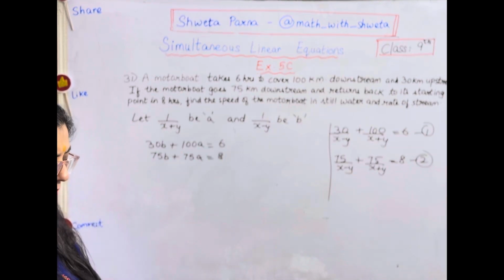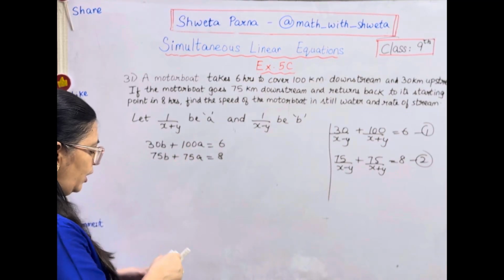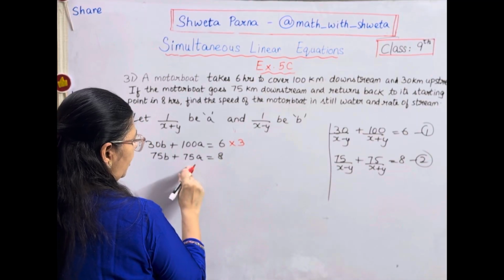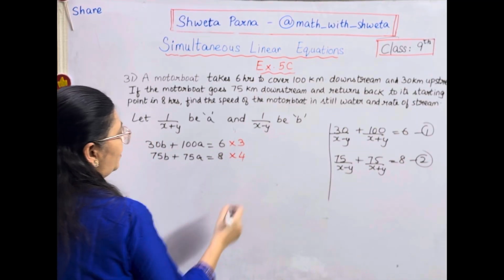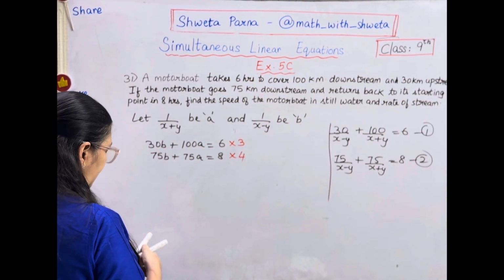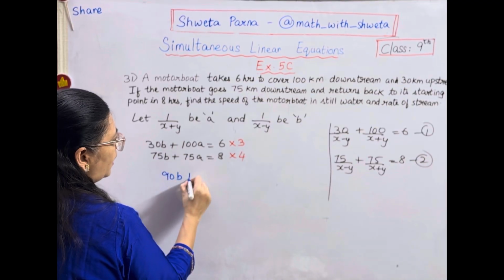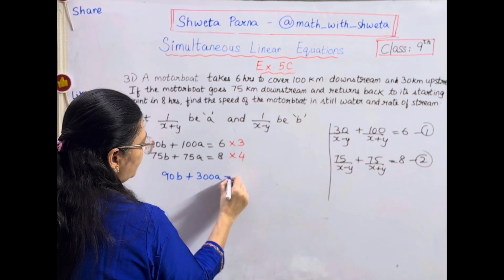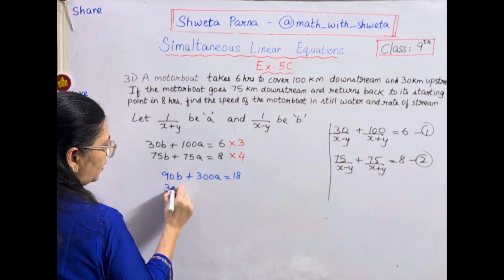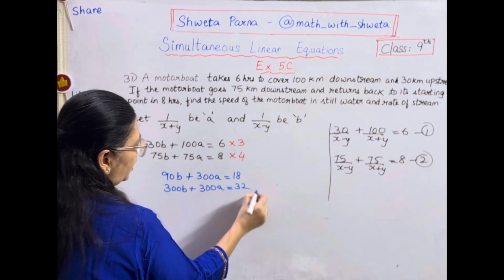Now you have to make both the same. Now 25 fours are, 25 threes are. Okay, so into 3 you do. So the LCM would be 300. Over here you will have to multiply by 4. Okay, come on. So this will become 30 into 3 is 90b plus 300a is equal to 18. Then 75 into 4 is 300b plus 300a is equal to 32.